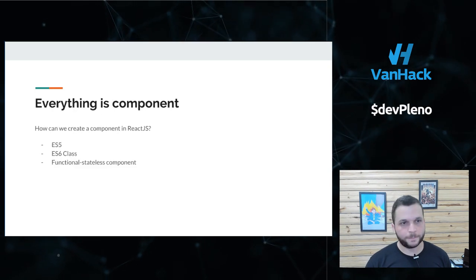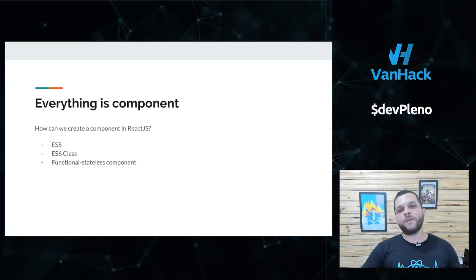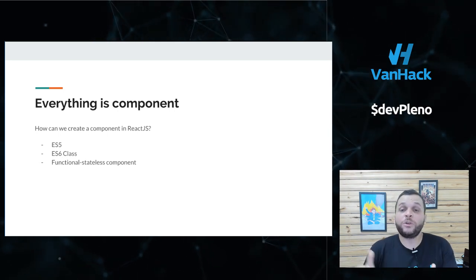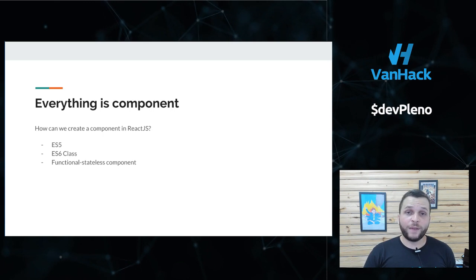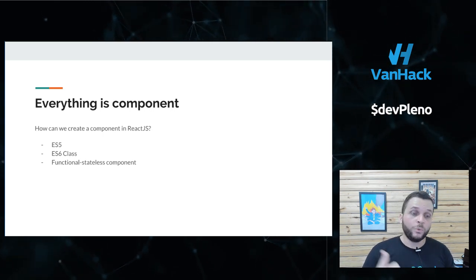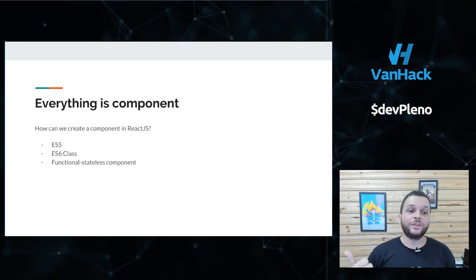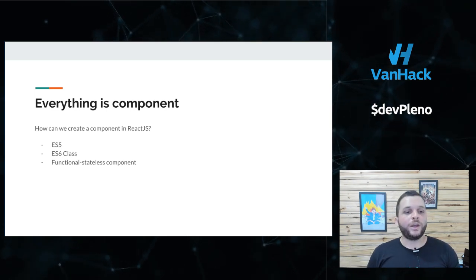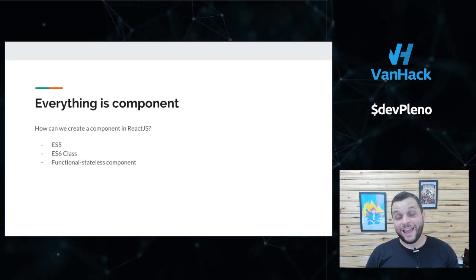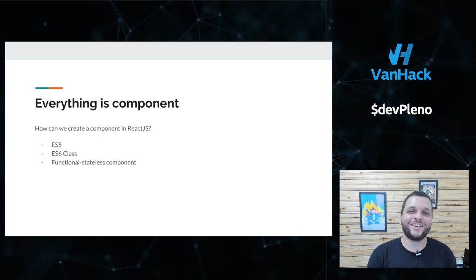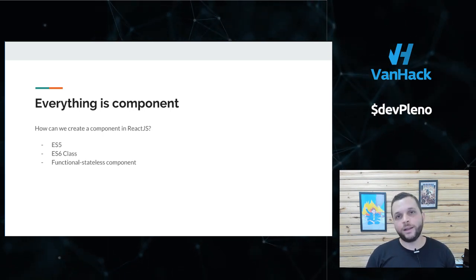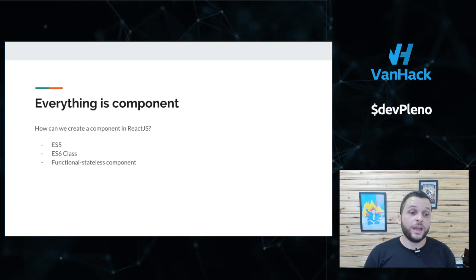Let's change it here. So if everything is a component, how do we create a component? So how can we create a component in React.js? We have three forms or formats to create a new component. We can use ES5, we can use ES6 class, or we can use functional stateless components. So we have these three types of components, and this is the first question that is very common in interviews. So how can we create components in React?